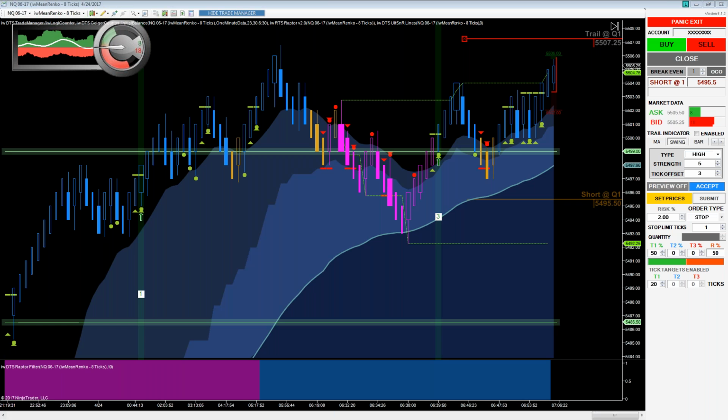Not looking very good. I would have liked to have seen a little bit more selling on the break of the high. Now, it's not done yet. The buyers haven't exploded to the upside, but neither have the sellers knocked them down very much.